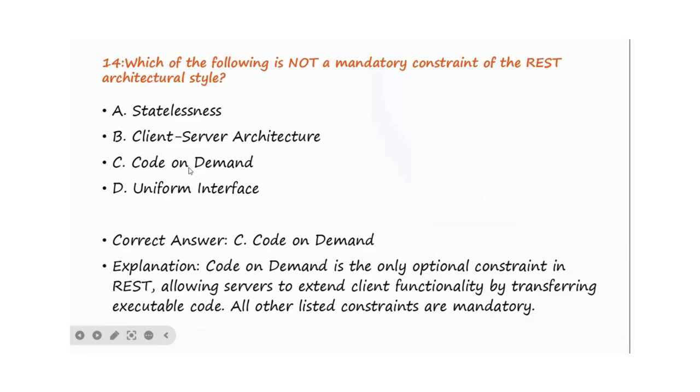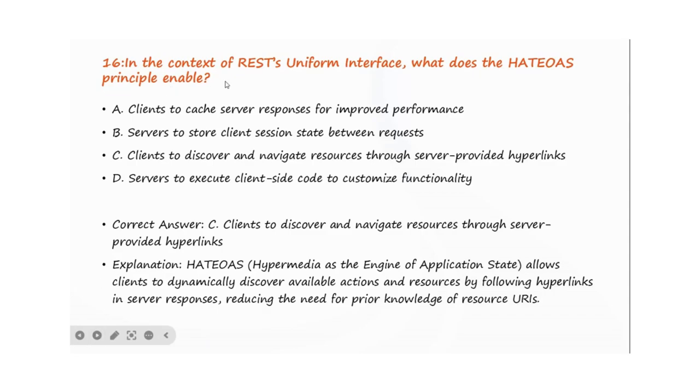Option C, code on demand. Code on demand is the only optional constraint in REST, allowing the server to extend client functionality by transferring executable code. All other listed constraints are mandatory. In the context of REST's uniform interface, what does the HATEOAS principle enable?